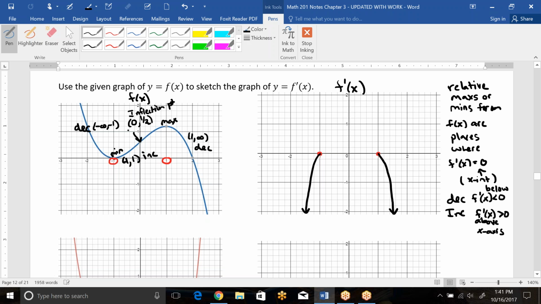The middle is an increasing part of the original function, so we should be up, but there should also be a place where we have something called, remember, an inflection point. So when we talk about that, this 1/2, that's actually going to be the place where we change from concave up to concave down. So we have to be careful with how we draw that.